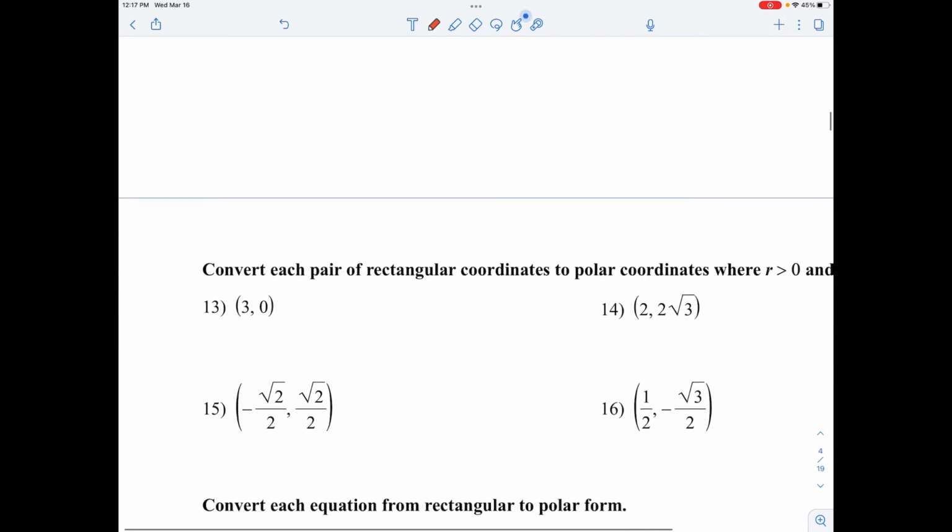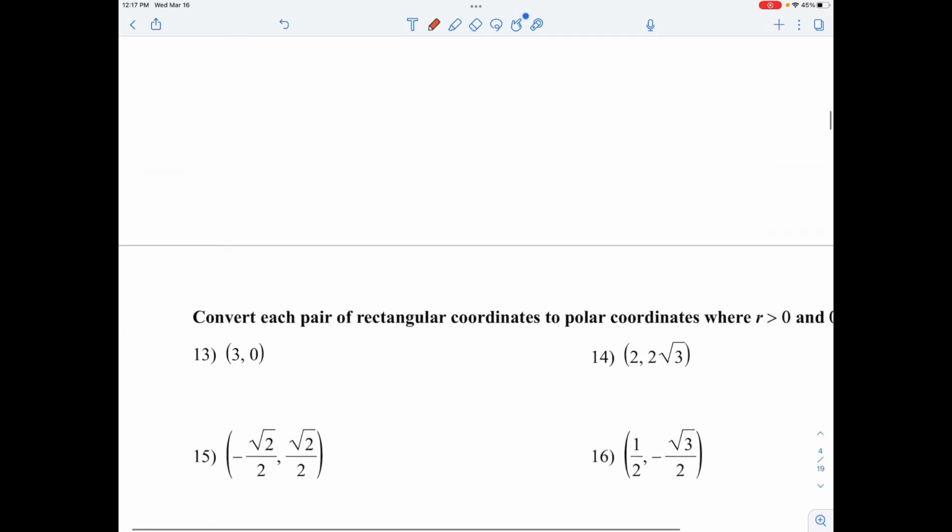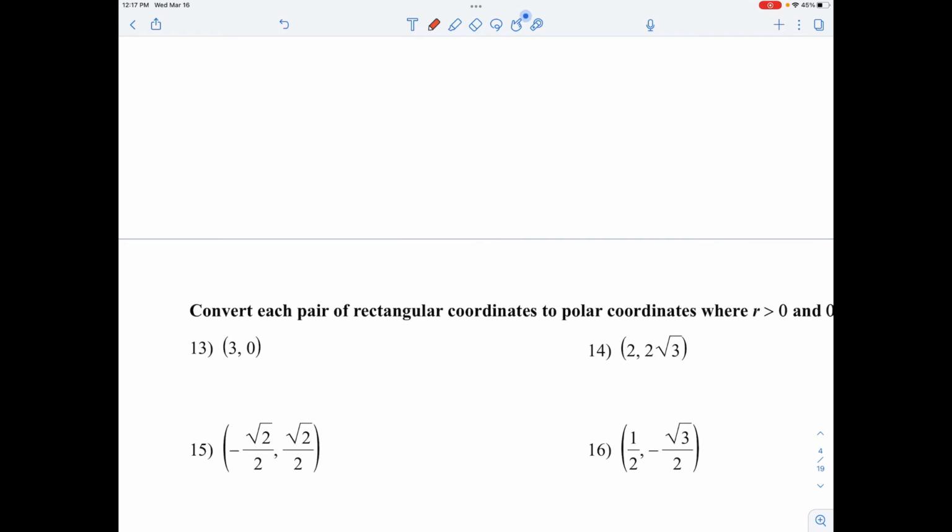I thought I was going to have to use some extra paper. I did not. Now we're going to convert from rectangular to polar. So we have to use the same concept. We're converting each pair of rectangulars, so these are x and y values, and I want to take them to r and theta values. So the first thing I have to do is find r.